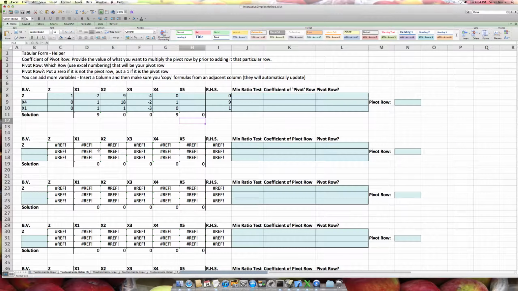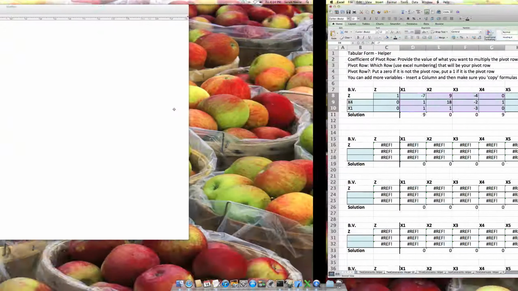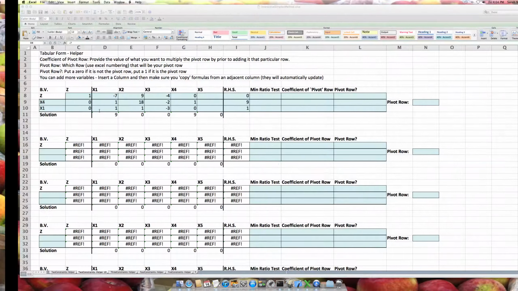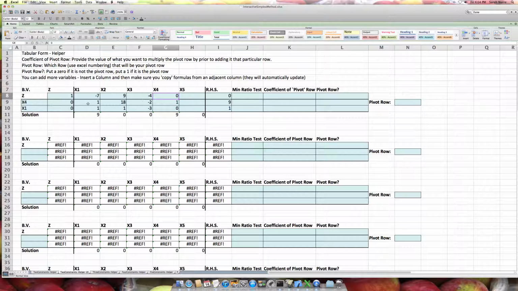So I've taken a tableau here where I want x4 and x1 to be my basic variables. So I've put them in here. I still have 1, 0, 0. And this tableau here is exactly equal to the constraints of your augmented LP. So you can see negative 7, 9, 4, negative 7, 9, 4. And these constraints are exactly what the constraints are in that augmented LP.